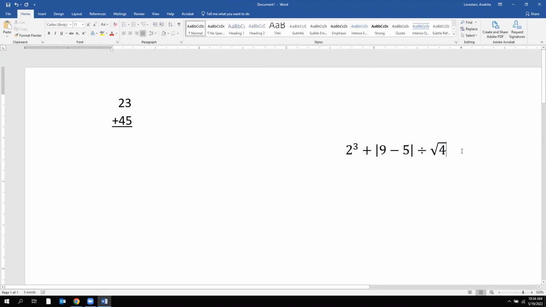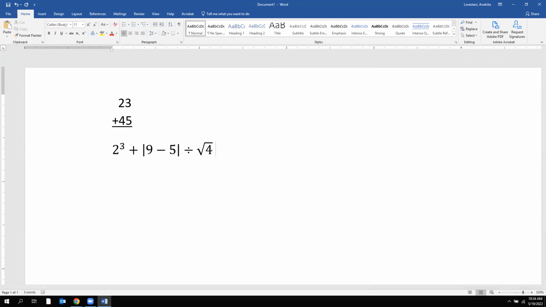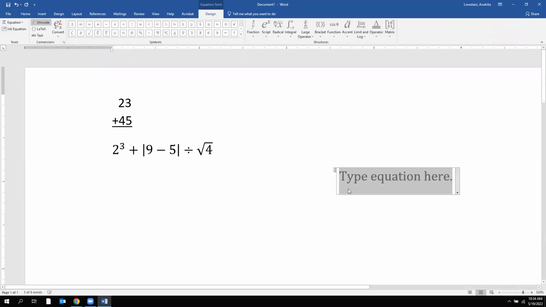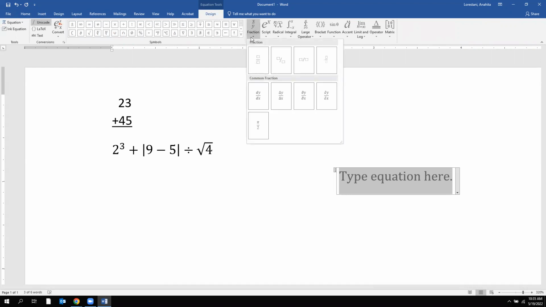Also, we wanted this to be pushed over to the left. So all you have to do is press the space bar, and that is going to push the equation, or the expression in this case, to the left. Press enter. We want another new equation. So I go to insert equation. And this time I want to have a fraction. So I do the fraction.